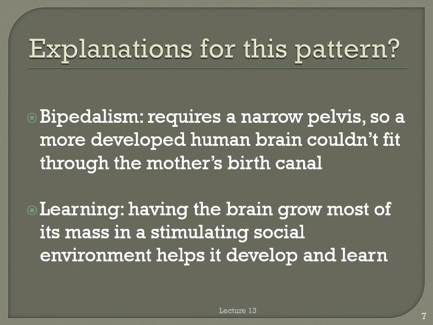Another explanation is learning. Humans are uniquely selected for learned behavior, and having the brain grow most of its mass while in a stimulating environment outside of the womb may help to develop the type of organization necessary for effective lifelong learning. In line with that, note that by the time a child is 10 years old, when brain growth is effectively complete, he or she should already know a great deal about daily life tasks and basic social behaviors.